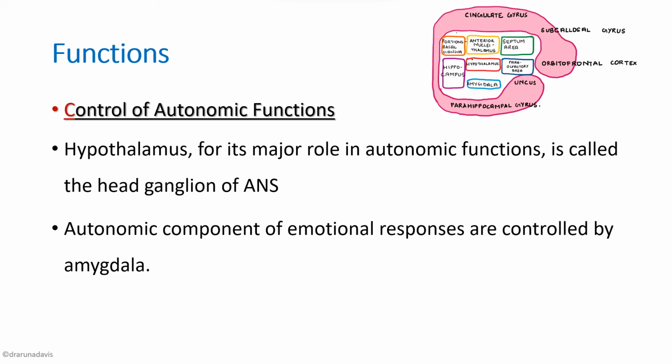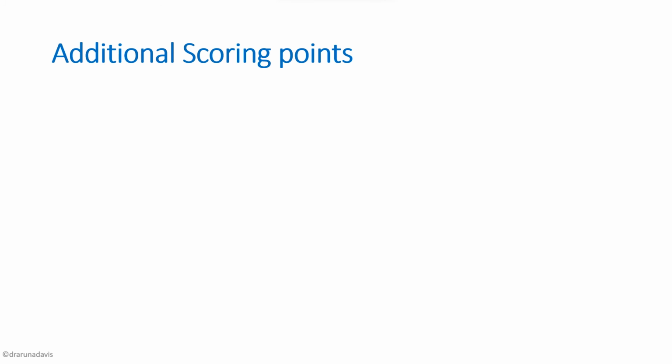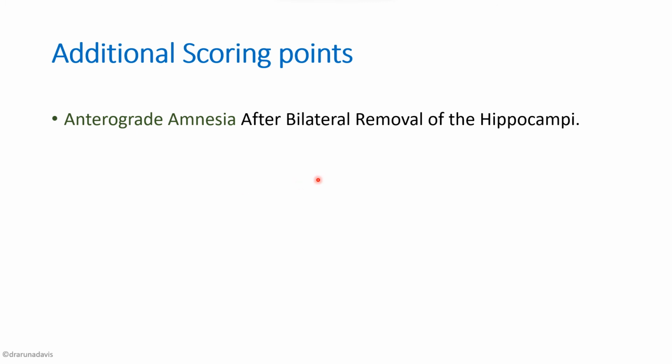Okay. Now for some additional scoring points, you can also write some applied aspects. For example, if there is bilateral removal of the hippocampus, it can lead to anterograde amnesia. Why? Because we said that the hippocampus is involved in memory. So if there is a lesion in the hippocampus, it can lead to anterograde amnesia or memory loss.